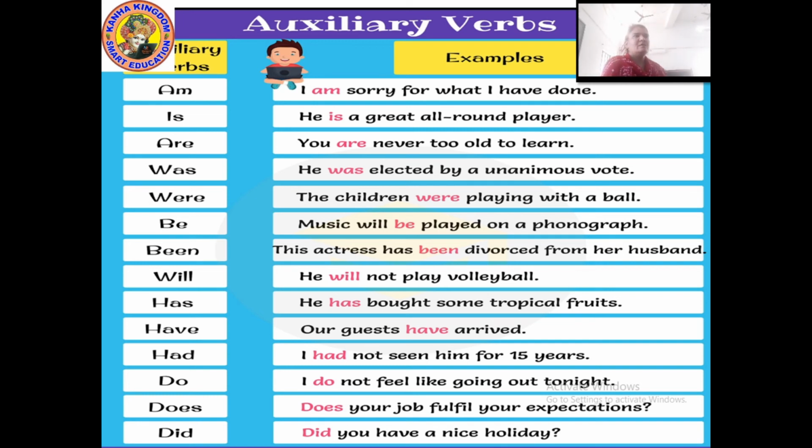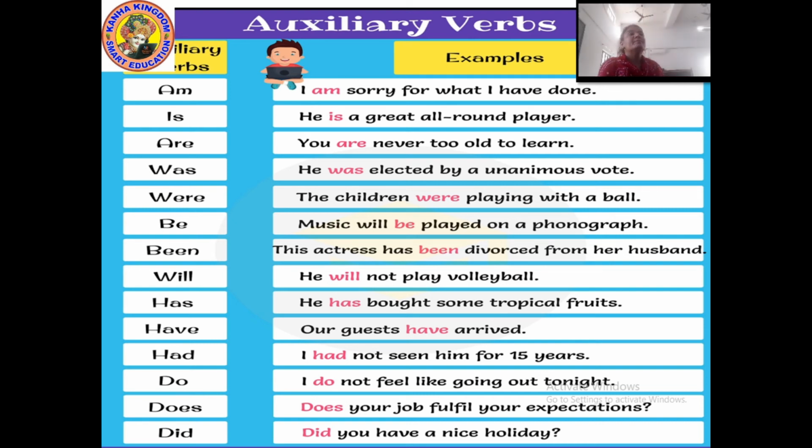Now for the examples. I am sorry for what I have done. Here the auxiliary verb is am, standing all alone with it. I told you is and am can work alone as a main verb also. They are auxiliary verbs, but they can be used as the main verb also in the sentence. Is: he is a great all-rounder player. Is, again an auxiliary verb, but it is standing alone here. It can work alone. Are: you are never too old to learn.